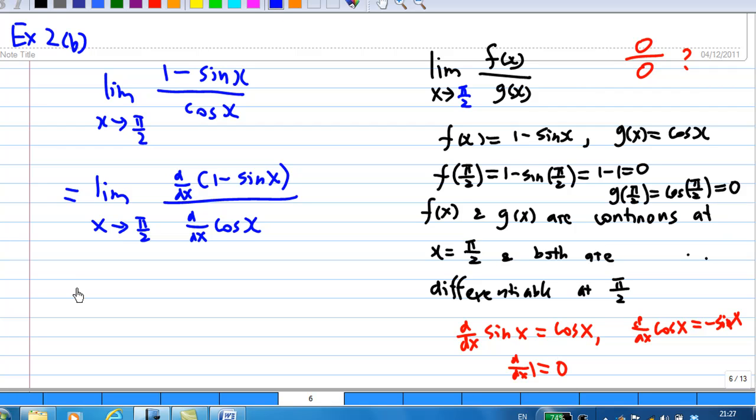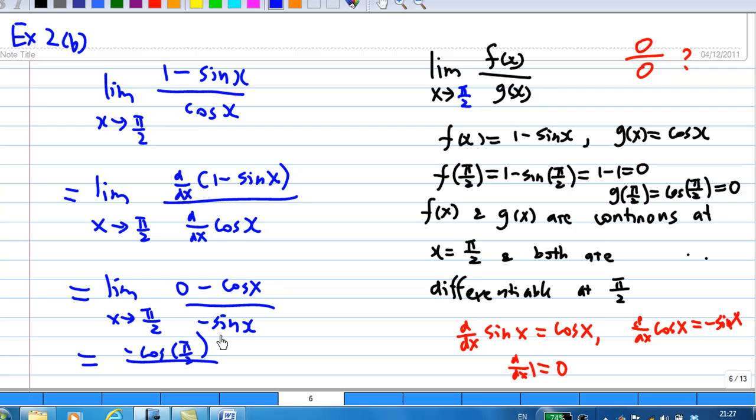We'll have the answer as the limit as x goes to pi over 2 of 0 minus cosine x over negative sine x, and you put x equal to pi over 2, you have minus cosine pi over 2 in the numerator and minus sine pi over 2 in the denominator, and we know cosine pi over 2 is 0 and sine pi over 2 is 1, and you have 0 over minus 1, that will give me 0 as the answer.